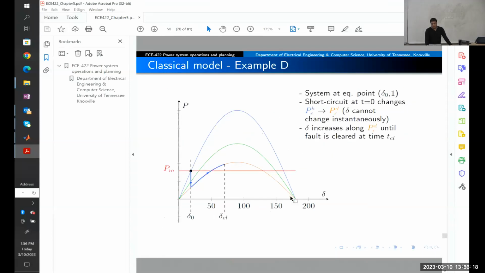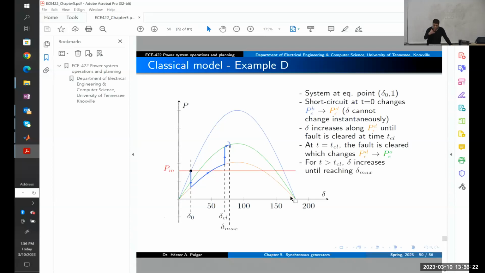after we clear the fault and we are in the green curve with electrical power, then because you have negative acceleration, but because of the inertia, the angle and the speed keep increasing, and we will reach a maximum value for the angle, and at that point, the speed will be 0. So we should think about this situation.